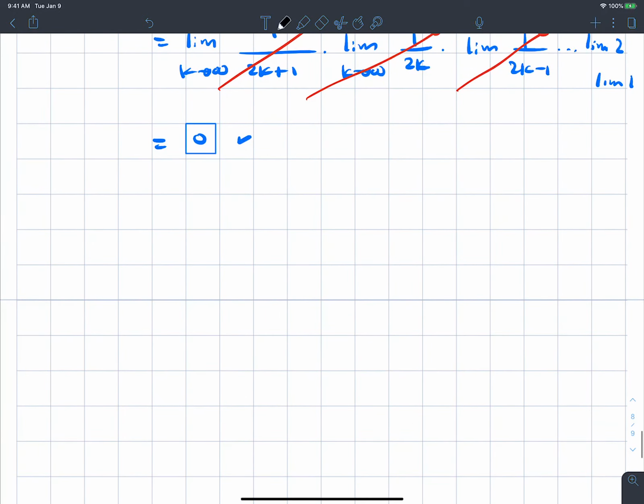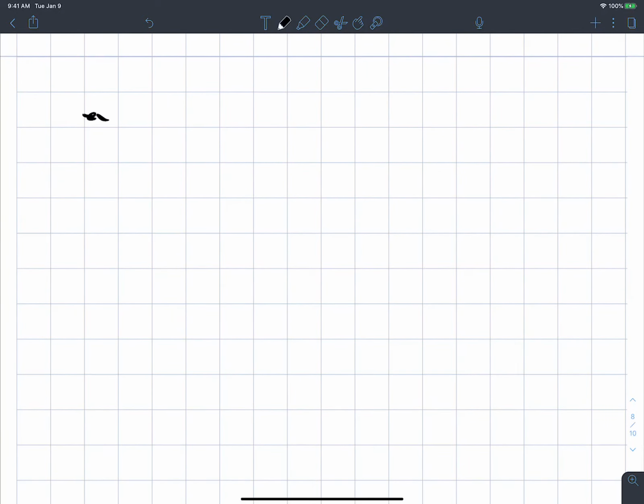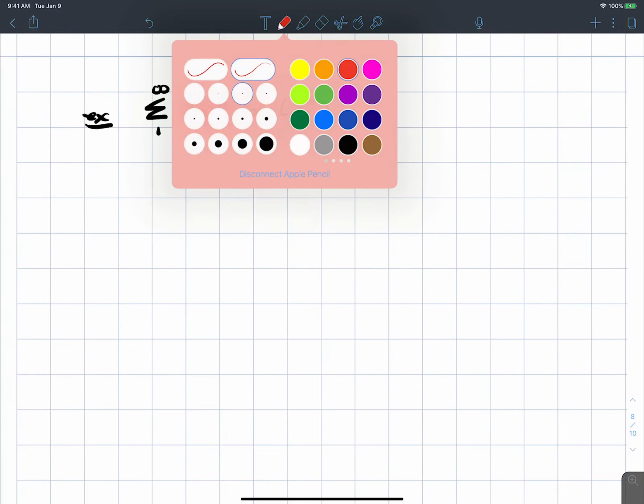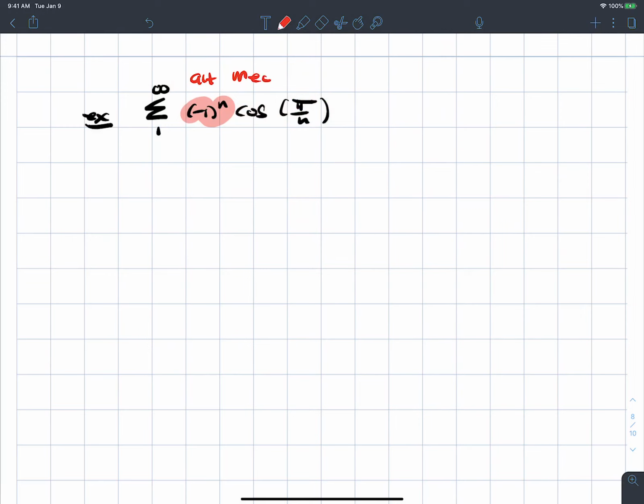Here's another interesting example. The sum from n equals 1 to infinity of (-1)^n cosine(pi over n). So we identify that this has an alternating mechanism up here. This portion here, cosine pi over n, this here is your b_n. So we get cosine pi over n.